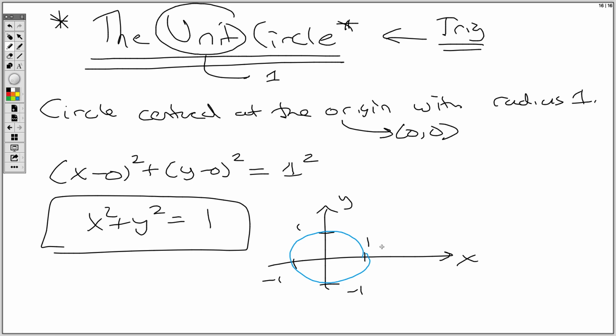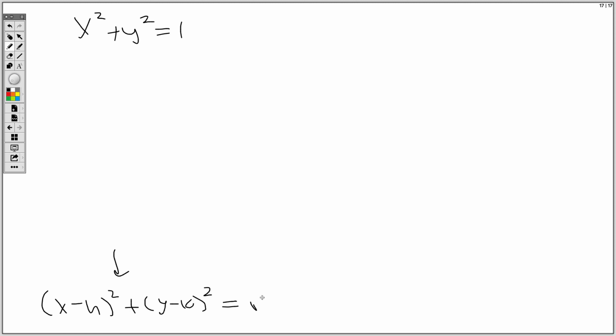Now it turns out we can think of every circle as starting with the unit circle and applying transformations. So how does that work? So if I take x squared plus y squared equals 1, how do I get it to x minus h squared plus y minus k squared equals r squared?